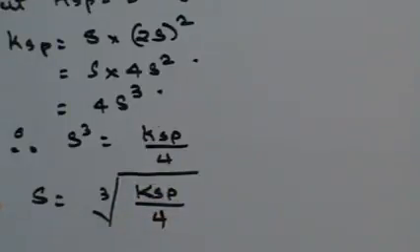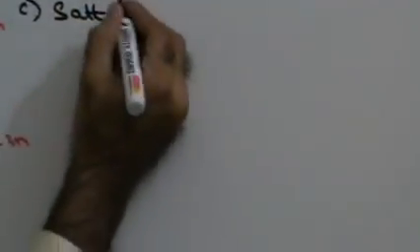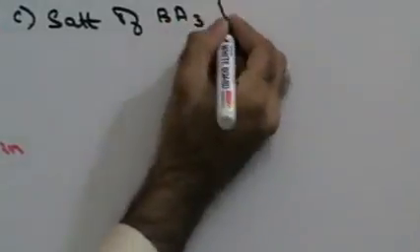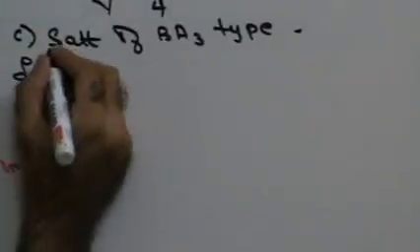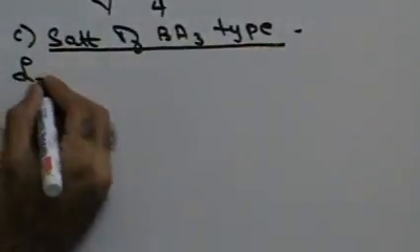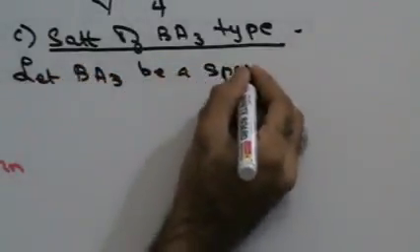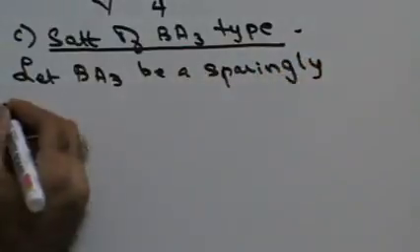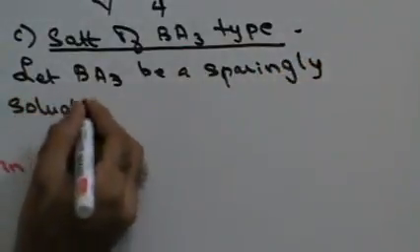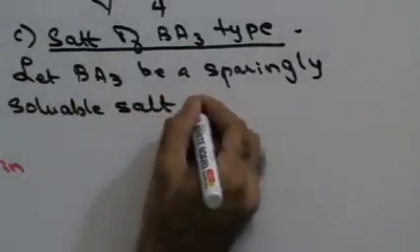That is going to be my solubility for a BA2 type salt. Let's consider a BA3 type salt. Same assumptions again. Let BA3 be a sparingly soluble salt shaken in water.